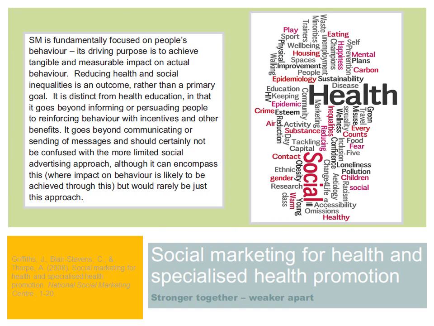So now I'd like to read an excerpt from the article referenced on this page. This is from the National Social Marketing Center in the UK, and I think they do a good job wrapping up the main take-home points when comparing these two elements. The article states that social marketing is fundamentally focused on people's behavior. Its driving purpose is to achieve tangible and measurable impact on actual behavior. Reducing health and social inequalities is an outcome rather than a primary goal.